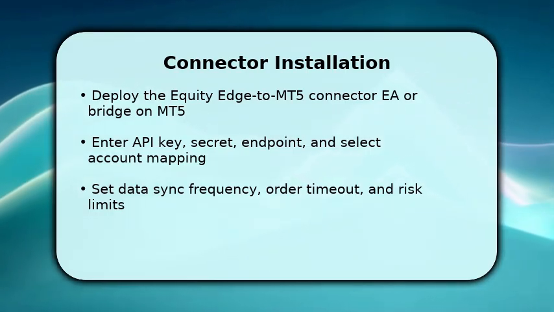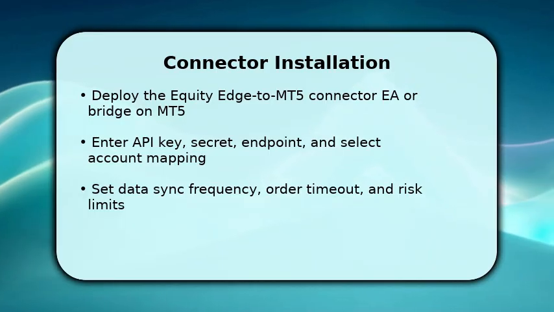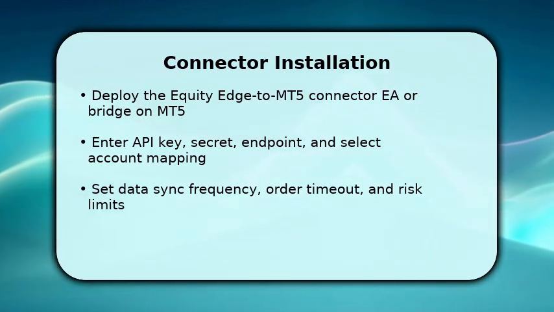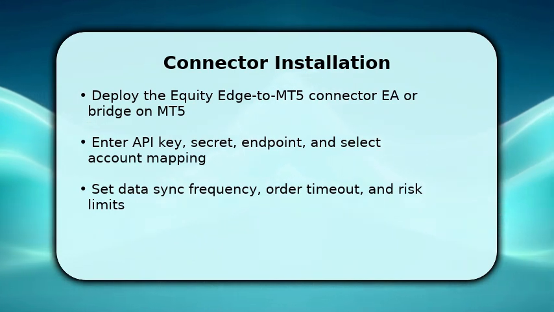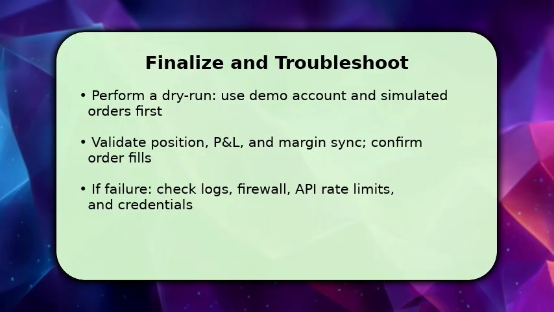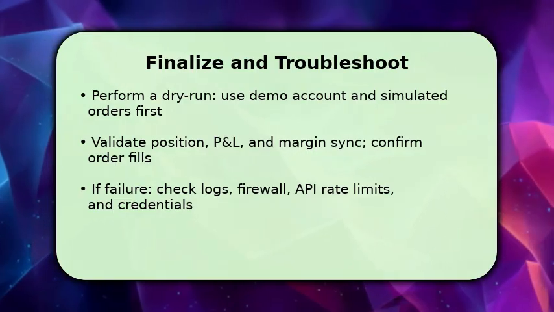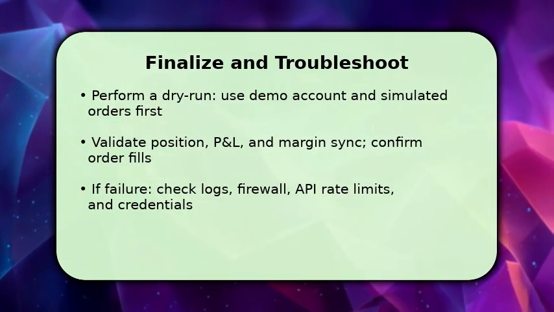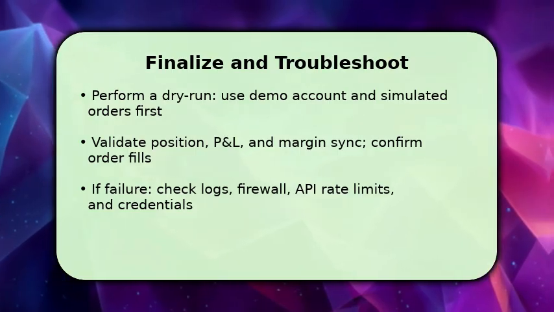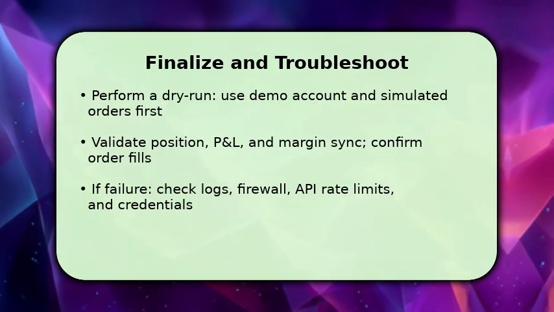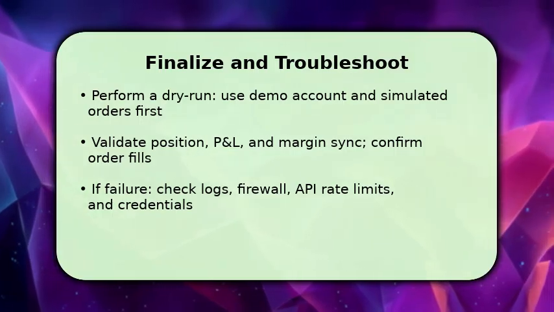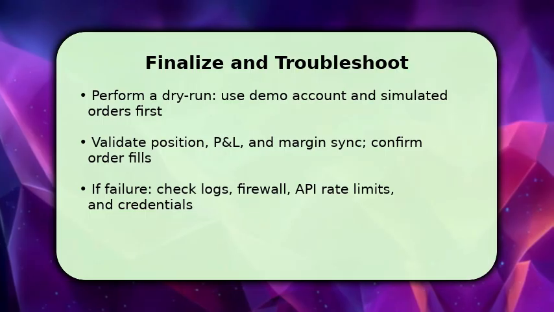After that, set the sync frequency, order timeout, and risk limit parameters. These control how often positions update, how long orders remain valid, and prevent accidental overexposure. Finish by running a dry run on a demo account to validate position sync and order lifecycle. You need to confirm P&L, margin, and fills match Equity Edge before going live. Once satisfied, switch mapping to live accounts and monitor the first few trades closely.